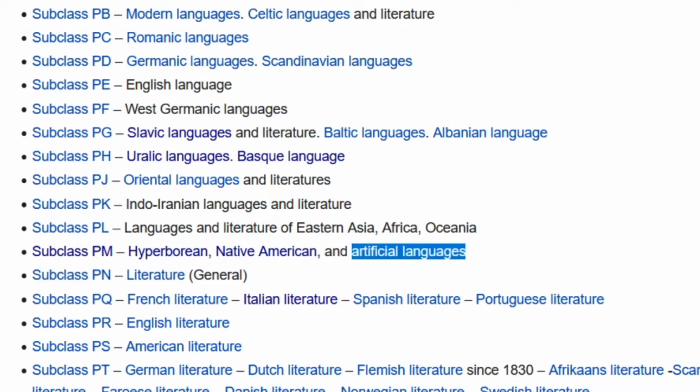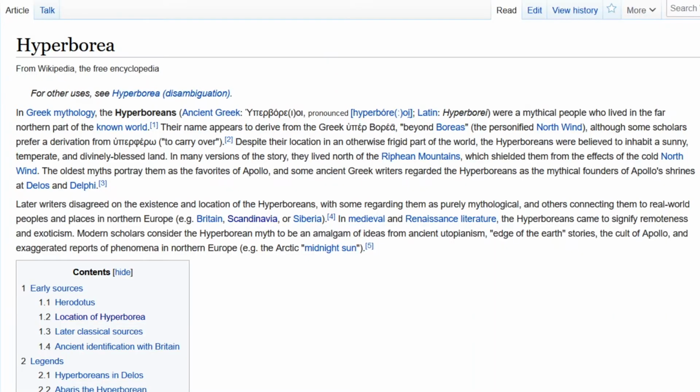And by artificial, I mean like Esperanto and some other conlangs or constructed languages that have gained traction. Native American languages, of course. And you'll see this term Hyperborean that's just grouped with Native American. And Hyperborean does have an etymology that is based on some Greek folklore or myth about people of the far north.